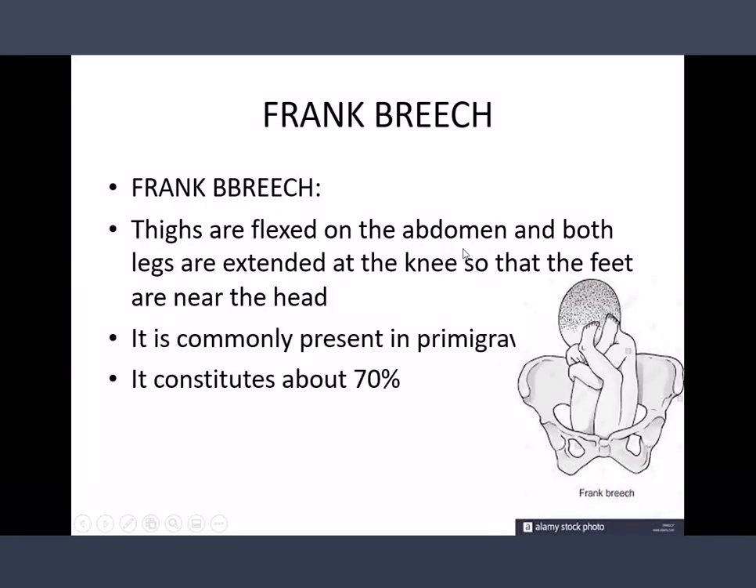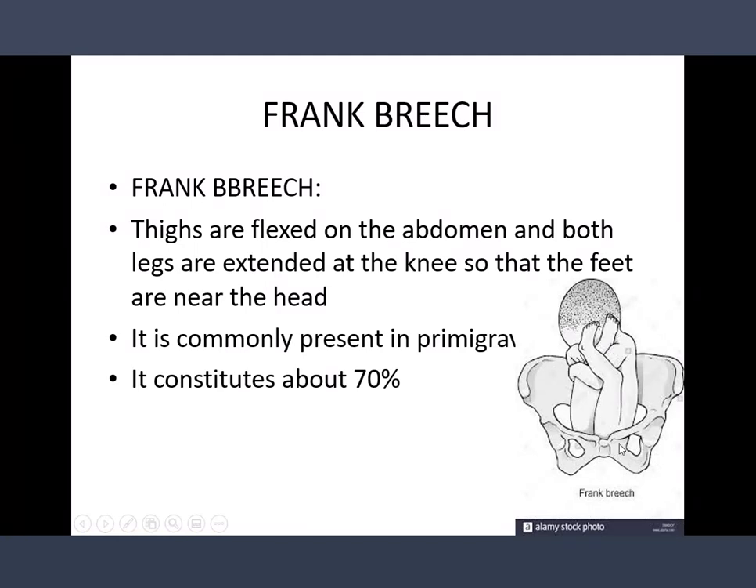This is one of the varieties of the incomplete breech. This is frank breech, also known as extended breech. Don't confuse between flexed breech and extended breech. Complete breech is flexed breech because the universal flexion is maintained. Frank breech is extended breech. So flexion at the hip joint and extension at the knee joint. So thighs are flexed onto the abdomen, but both the legs are extended at the knee. So the feet are near the head, on either side of the head.